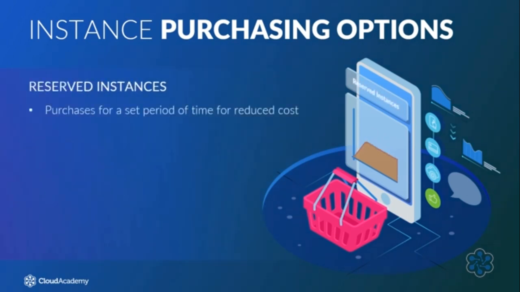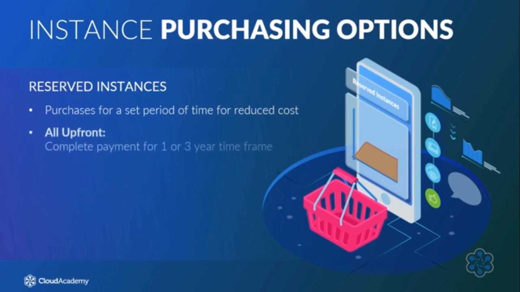Reserved instances allow you to purchase a discount for an instance type with set criteria for a set period of time in return for a reduced cost compared to on-demand instances. This reduction can be as much as 75%. These reservations against instances must be purchased in either 1 or 3 year timeframes. Further reductions can be achieved with reserved instances depending on which payment methods you select. There are 3 options available to you.